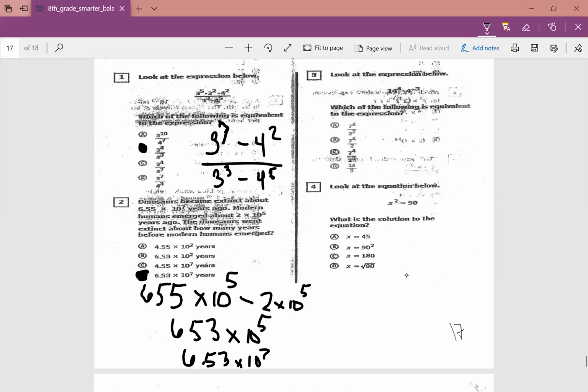14 to the 4th times 4 to the negative 3rd. Which of the following is equivalent to the expression? So let's see. 14 to the 4th. How could you rewrite that?